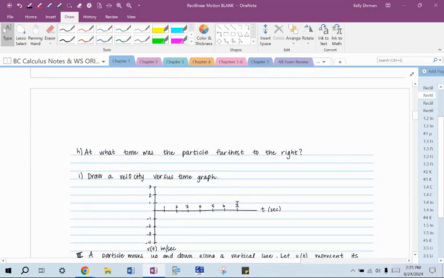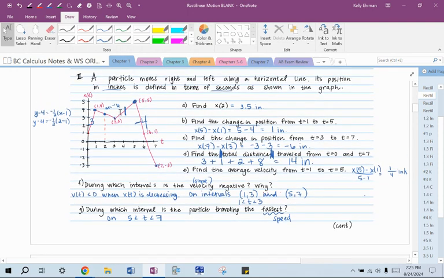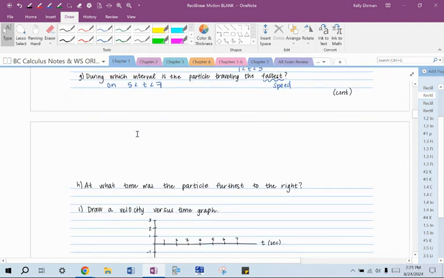At what time was the particle furthest to the right? We're still talking about here. So you can kind of turn this graph on its side and say, okay, the particle traveled to the right, then it went a little bit left, and then it went really far right again, and it never went past that point. So at what time? That was at t equals 5, because then it only goes left from there. So at t equals 5 seconds.